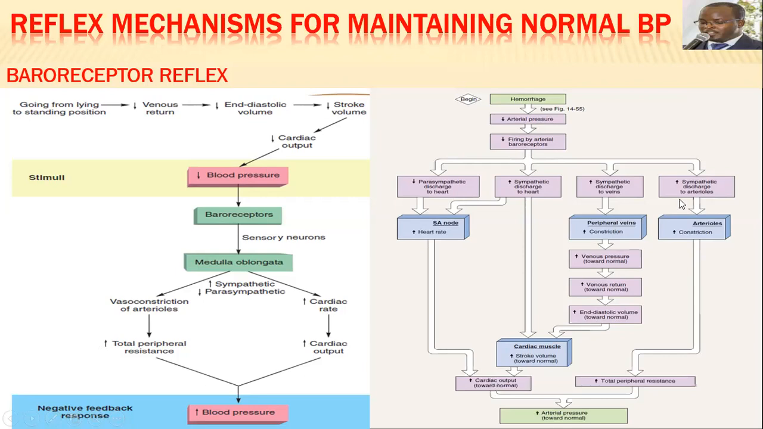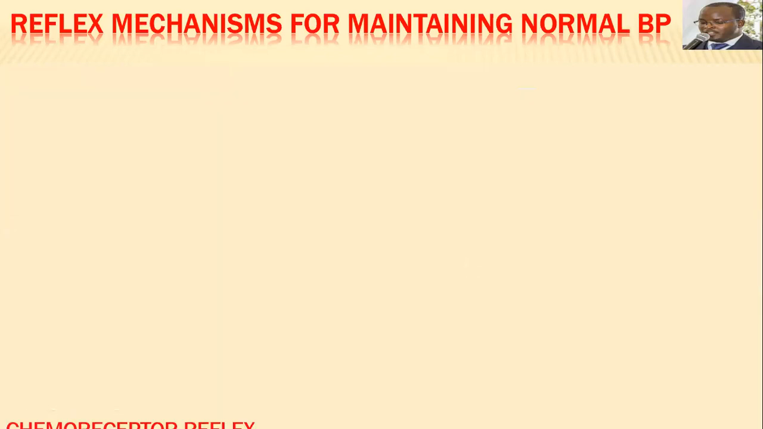Then the other pathway here, the sympathetic stimulation, is going to cause an increase in constriction of the arterioles. So the resistance is going to increase. So the total peripheral resistance is going to increase. Then that will translate into an increase in blood pressure. So all this is the baroreceptor reflex, which is very important.